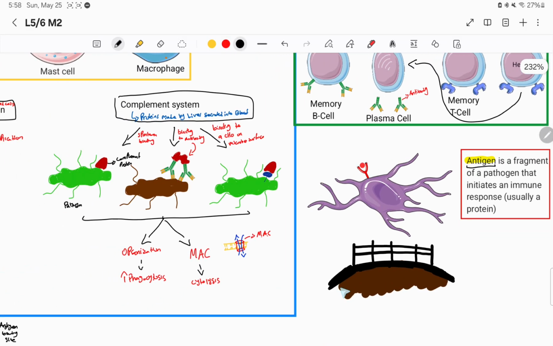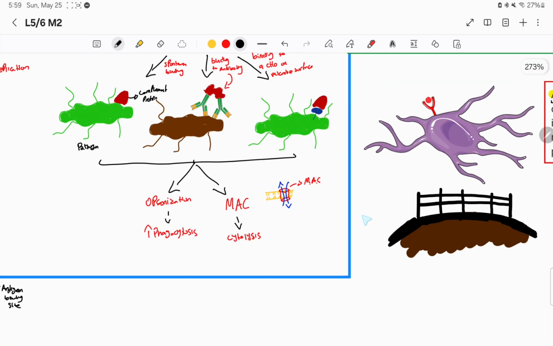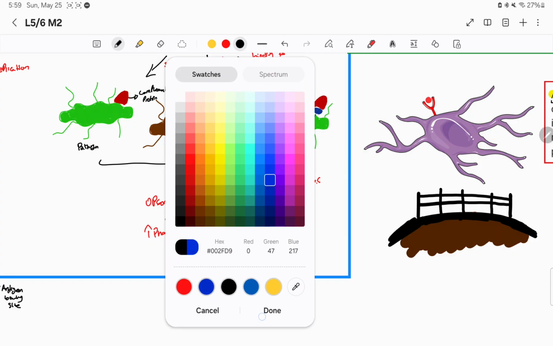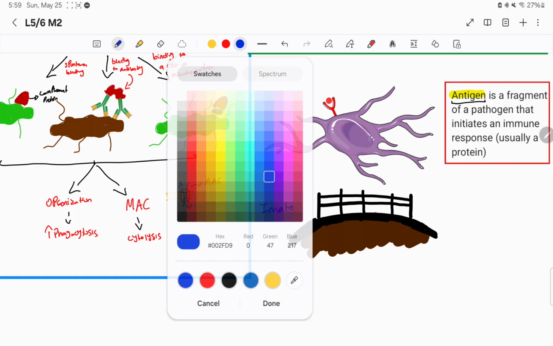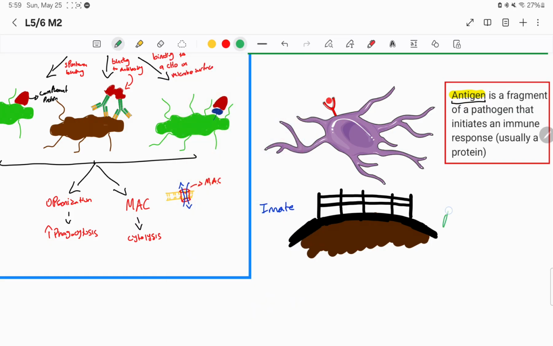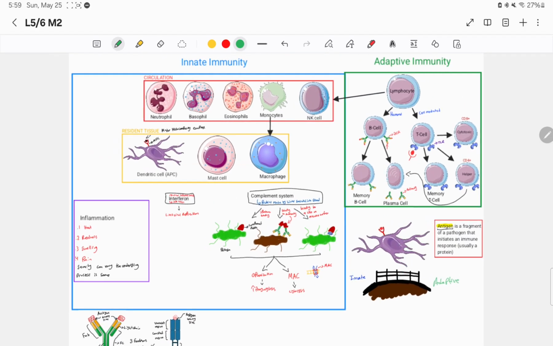Now, why do I have a picture of a bridge and the dendritic cell over it? Because the dendritic cell is a bridge between the innate immune system and the adaptive immune system. Why do I say this? I say this because the adaptive immune system will not be activated without the innate, aka without the help of the dendritic cell. So watch this flow of thought.